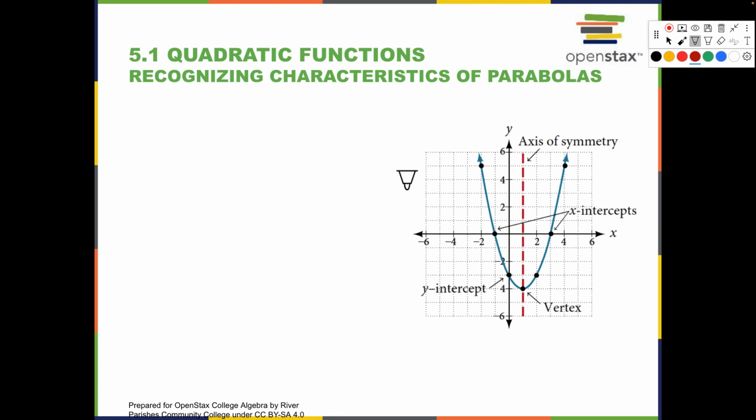So here are the points of interest, or the characteristics of interest from a quadratic. And remember, it's anything that has a form of ax squared plus bx plus c, where a, b, and c are numbers. And this is some kind of a function from the y value.